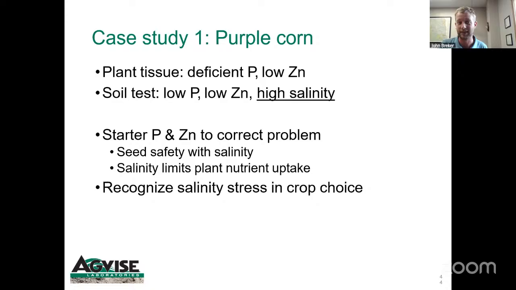And also recognize the salinity stress in your crop choice. So corn is one of those crops I would consider a little bit more moderately tolerant to salinity, or actually I'd probably say it's a little bit more moderately susceptible. It's not as susceptible as a pulse crop like peas or soybeans or chickpeas, lentils to salinity. But it doesn't have the tolerance of canola and certainly not the nice tolerance to salinity like barley. So there you maybe think about some of those other crops in a situation like this.